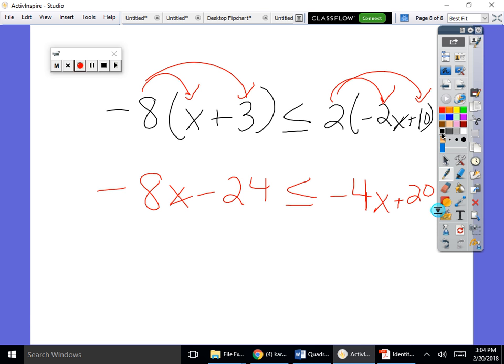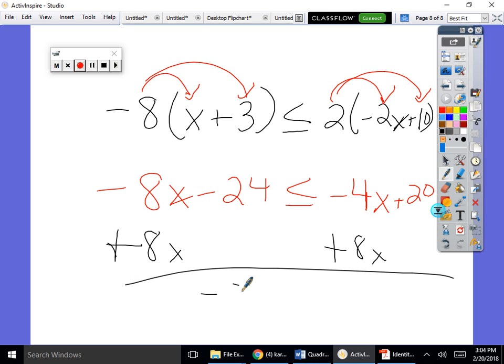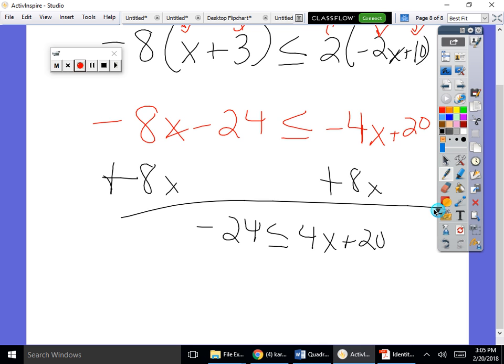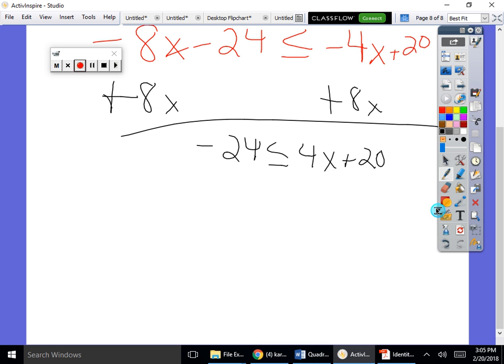Sorry, I couldn't hear you. I was distracted with... You want me to add the 8x? Okay, so I'm going to add 8x. So then that leaves me with -24 is less than or equal to 4x plus 20. Now what am I going to do? Subtract the 20.